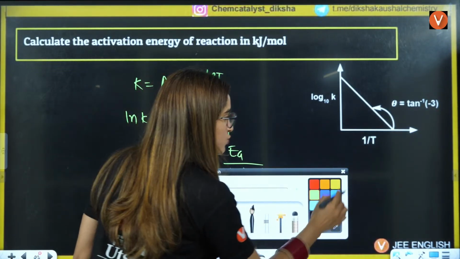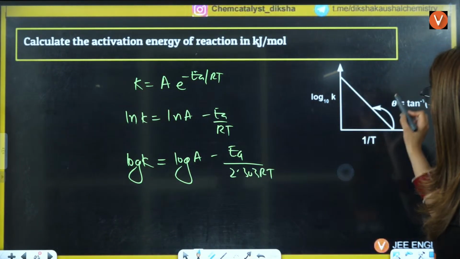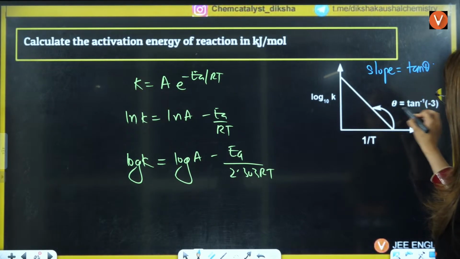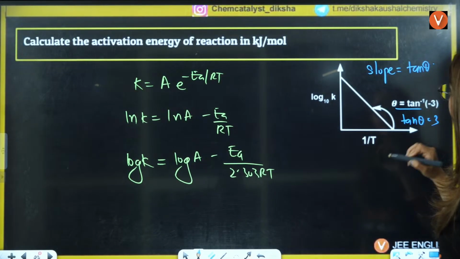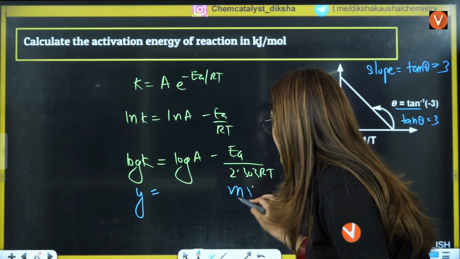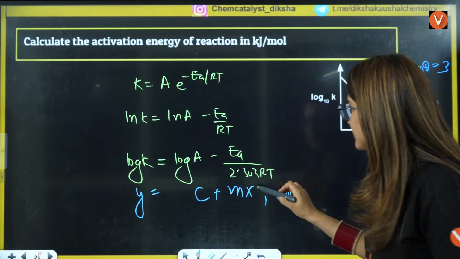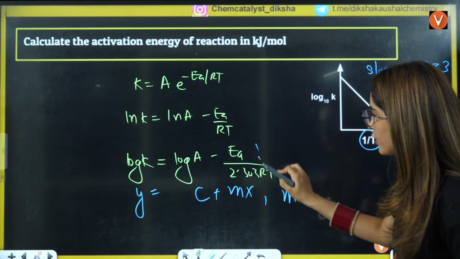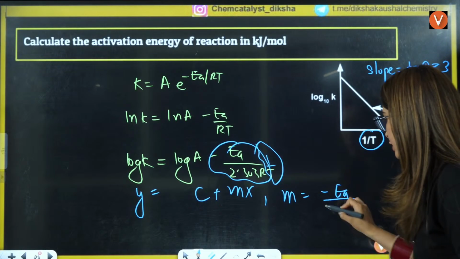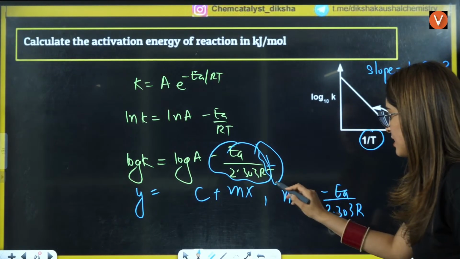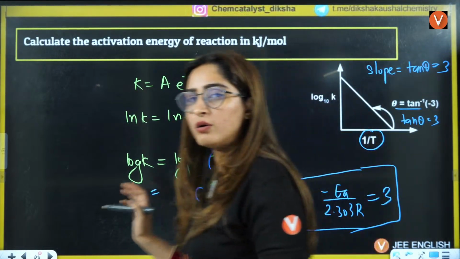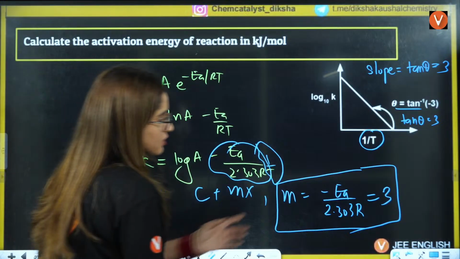What is given to me in the question? Theta. We know that slope is equal to tan theta. Here tan theta in the question is given to be 3, so the slope is 3. If you compare this with y is equal to mx plus c, x is 1 by T, so this is your slope. Slope is equal to minus Ea by 2.303 R. And the slope is also given to be 3, so from here you need to solve for the activation energy Ea.